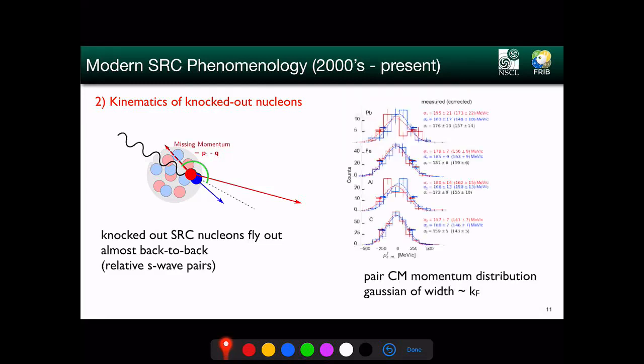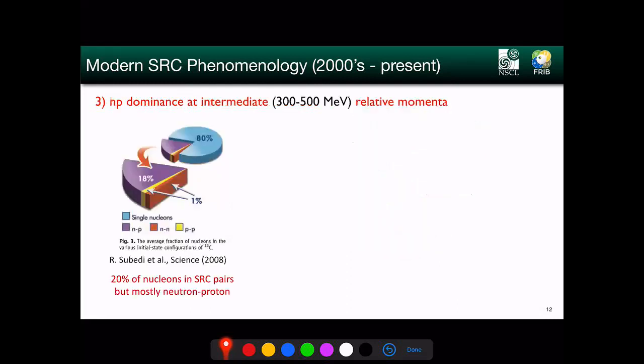The other phenomenology of these reactions is that the distribution of the pair center of mass momentum is really a soft, low momentum quantity. It's like a mean field quantity, and it's well described as a Gaussian, where the characteristic width is on the order of the Fermi momentum. Okay, so those are the main features of the kinematics of these reactions.